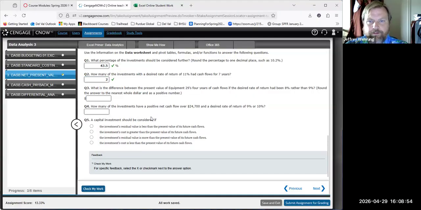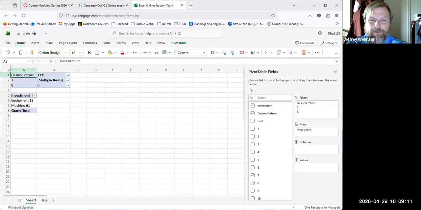Okay. Q3. What is the difference between the present value of equipment 29's 4-year cash flow if the desired rate of return was 8% rather than 9%? Okay. So I'm going to show you, like in real life, what I would probably do, and then we'll talk about how you can do it with a pivot table.